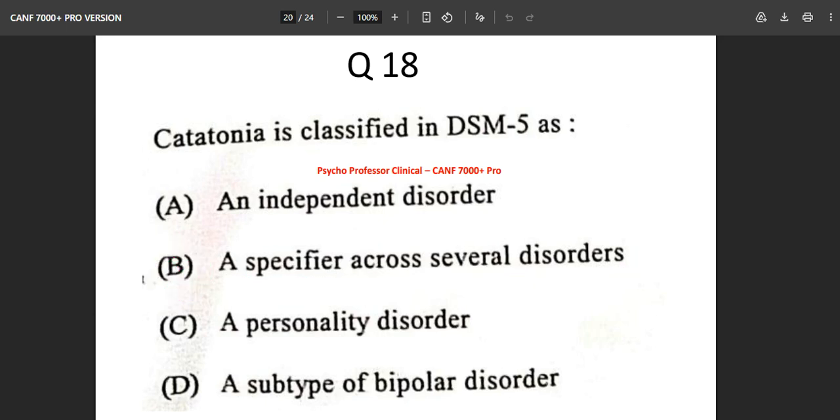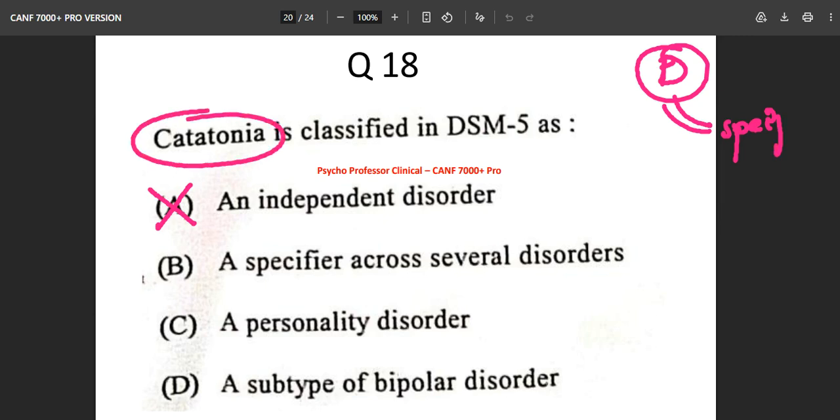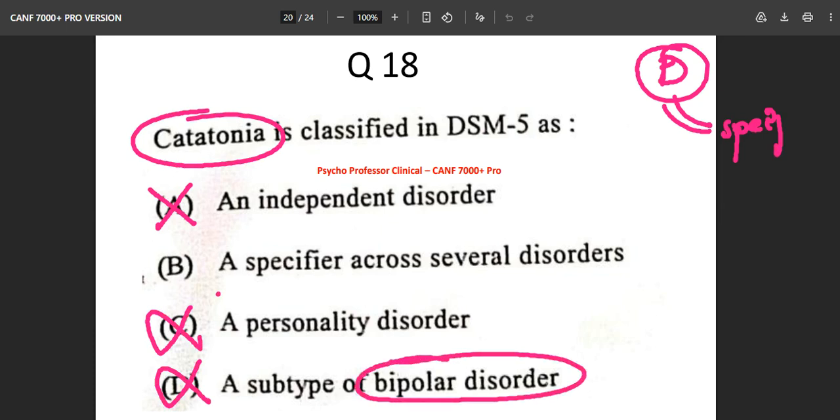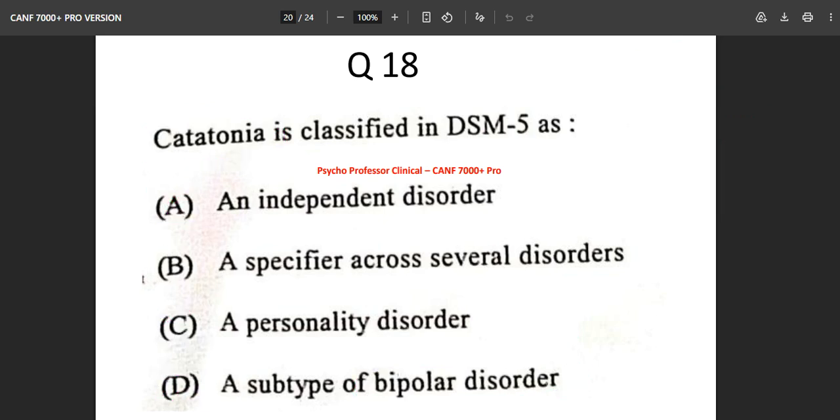Now, it is not an independent disorder. So a disorder will be present, and in that disorder you will have a particular specifier, and that is what catatonia is over here. It is not a personality disorder, and also it is not a subtype of bipolar disorder. For bipolar, you can have bipolar 1, 2, and other things as well. But right now you need to understand what catatonia is and what a specifier is.